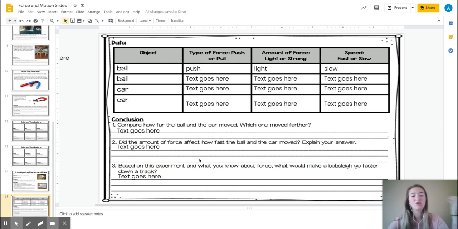Do you need more on that? This is like your research part.